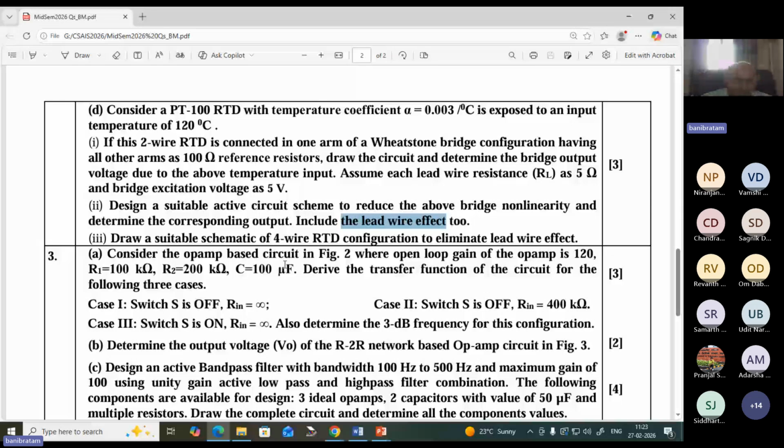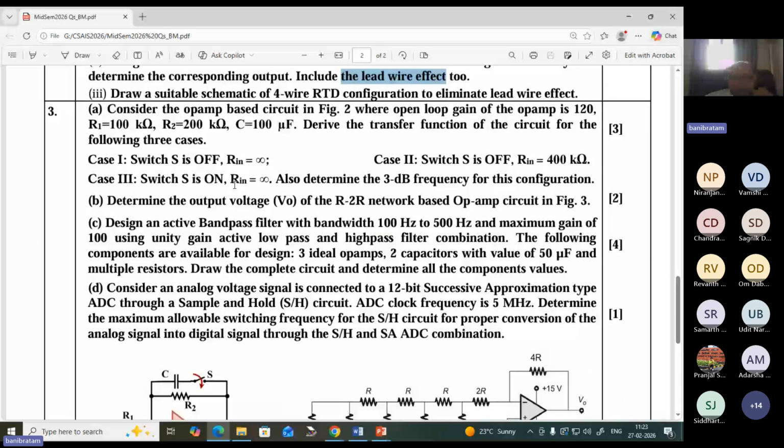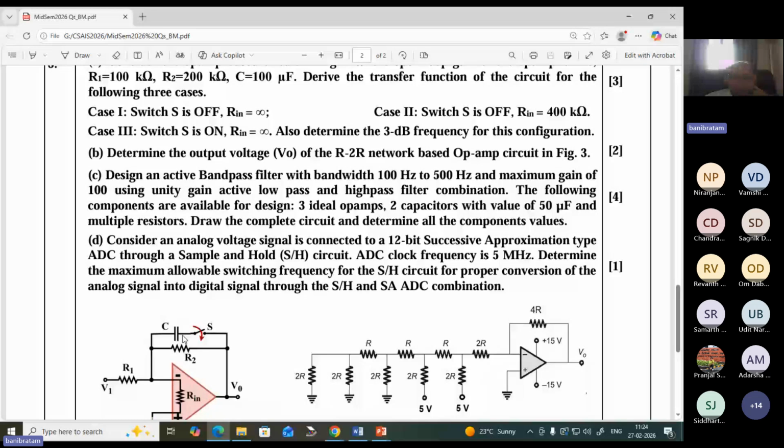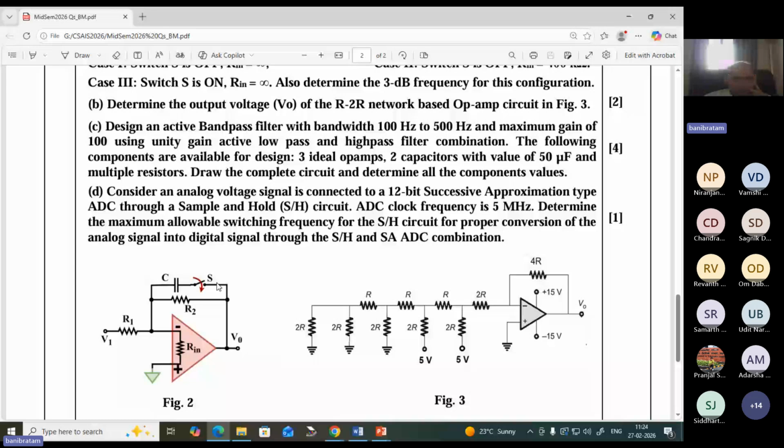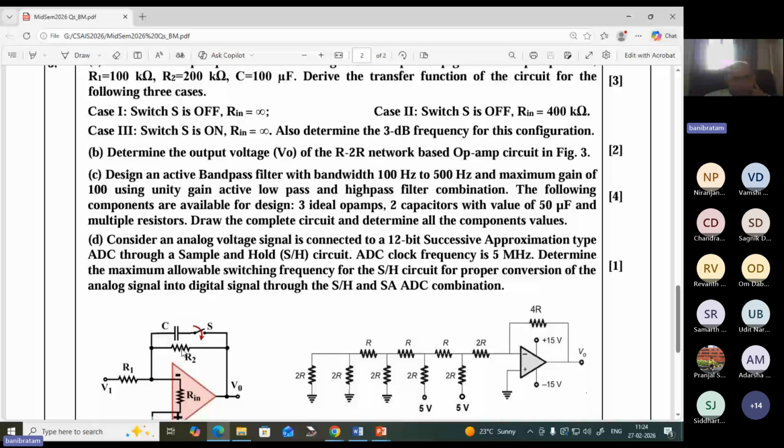Then a simple 4-wire RTD configuration, just the schematic you are supposed to draw over here. Then coming to the next question, question 2. In this case, there were 3 cases, and all the component values are given. Case 1: switch AC is off, Rin is infinity. Switch AC off means the capacitance is disconnected, and Rin is infinity means you do not need to consider any effect of Rin.